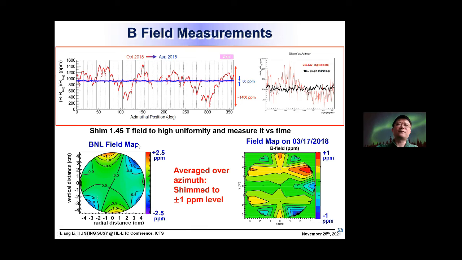And this is a 2D map. This is what BNL has, and this is what we had like 3 years ago. And we actually keep improving, so the real ones are even better. This is what I took like 3 years ago. Even at that time, it's already 2 or 3 times better than BNL.